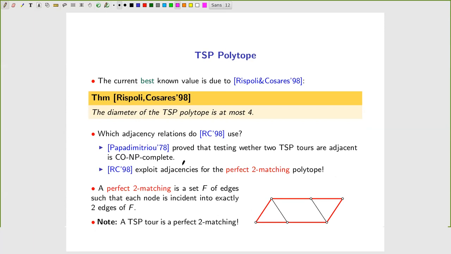Okay, so I don't see these two things as immediately related. Because again, it's just a bound. So you can try to construct a path of length two, and you don't need to know that they are exactly adjacent or not.